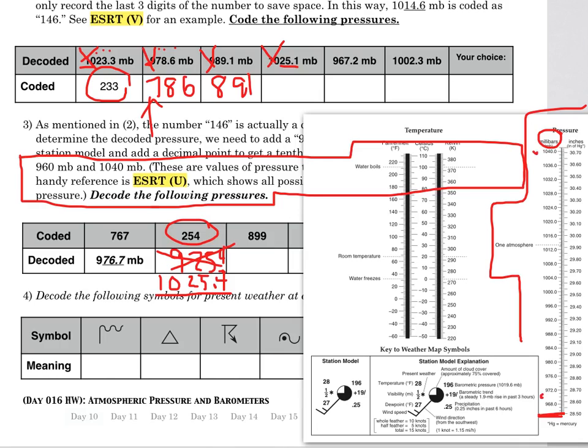I'll do one more, and then I hope this is good enough practice for you to go ahead and finish. Same thing here with 899. I have two options. I can add a 9 in front and then just copy the rest of the numbers, remembering to put my decimal point. So it could be 989.9 millibars, or it can be 1089.9. I add a 10 in front.